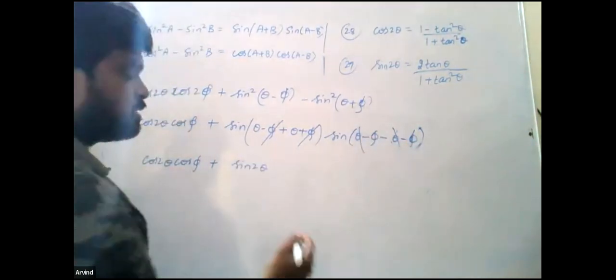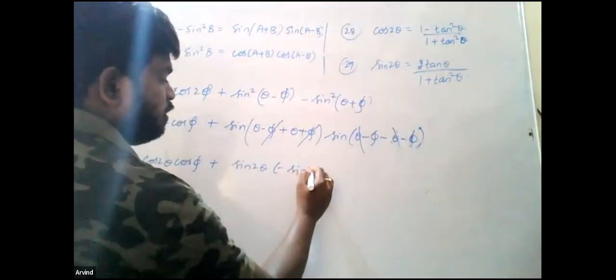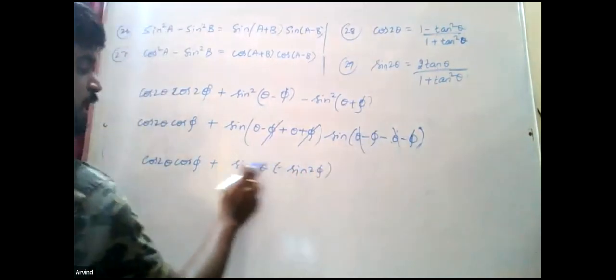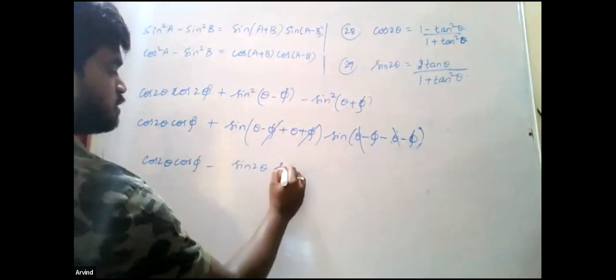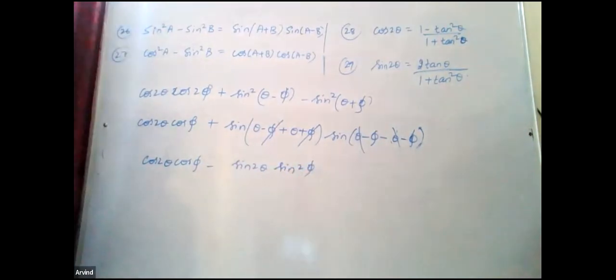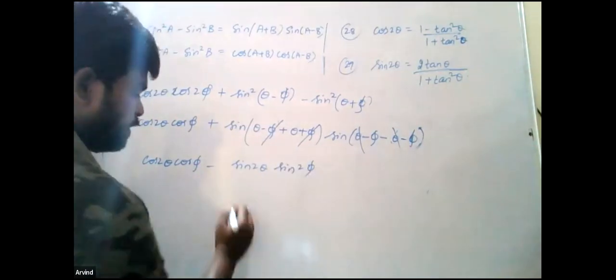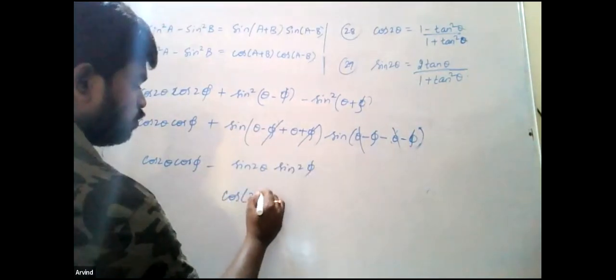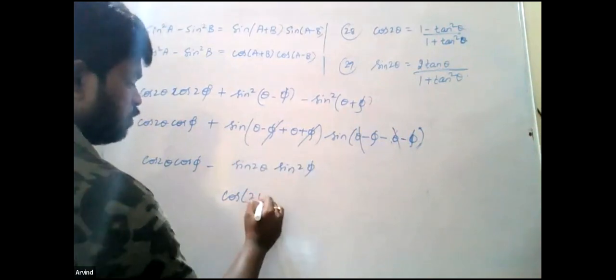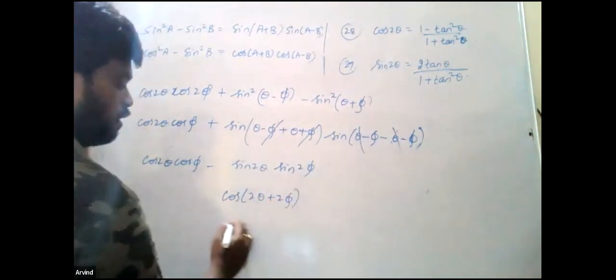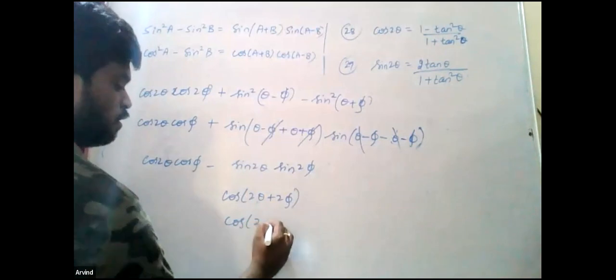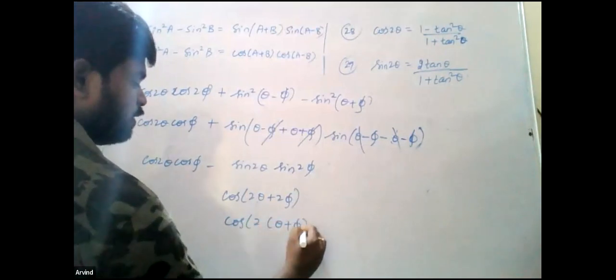minus sin 2 phi. So when we combine minus and plus, plus into minus is minus. So this resembles the formula cos a cos b minus sin a sin b, which is cos of a plus b. So cos of 2 theta plus 2 phi. Taking 2 common, cos of 2 theta plus phi.